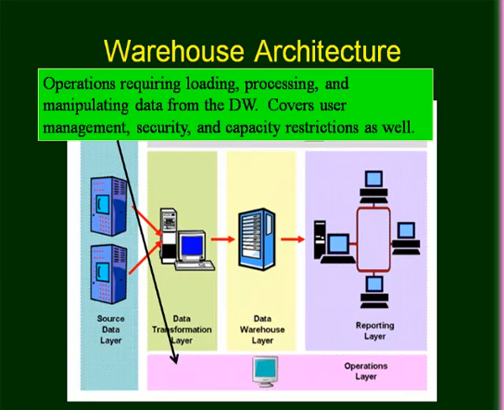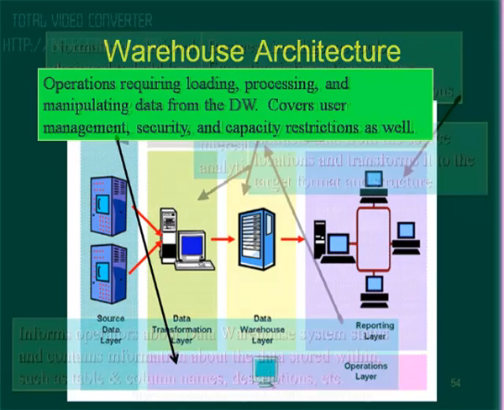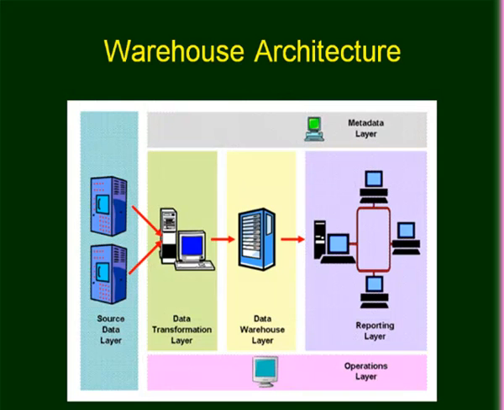Then the operations layer: operations requiring loading, processing, and manipulating data from the data warehouse. It also covers user management, security, and capacity restrictions as well. So if you observe, to build a data warehouse, we need to use the first three layers. To analyze the data and to apply data mining, we work between the data warehouse layer and the reporting layer. So what are the reporting tools?